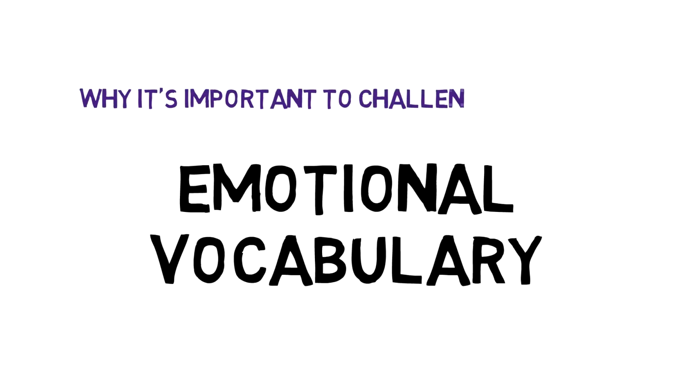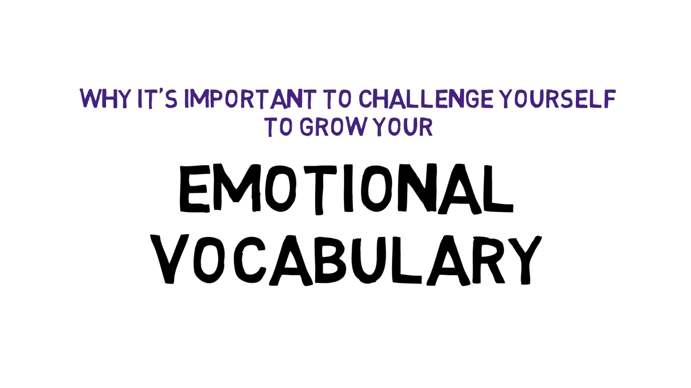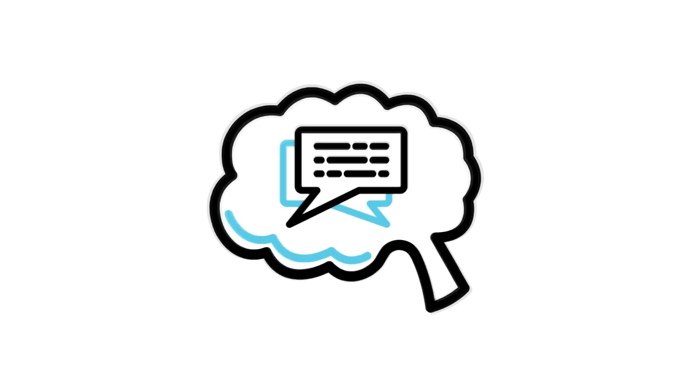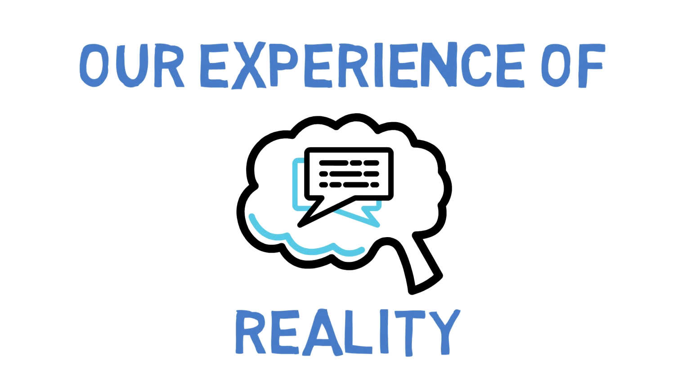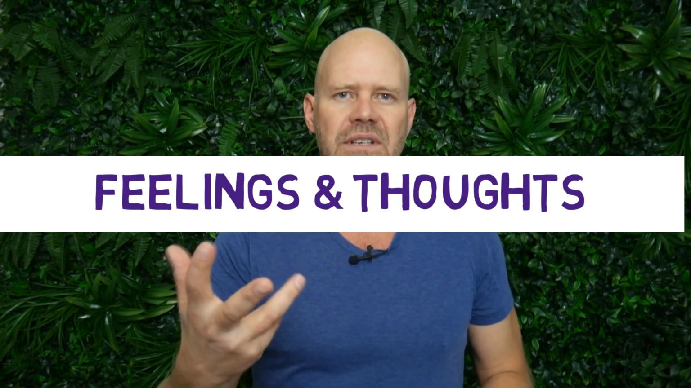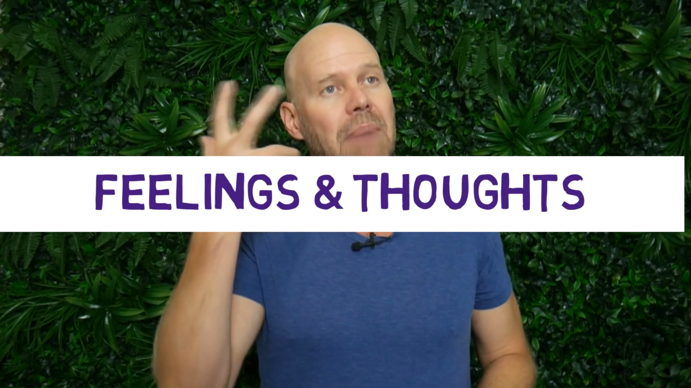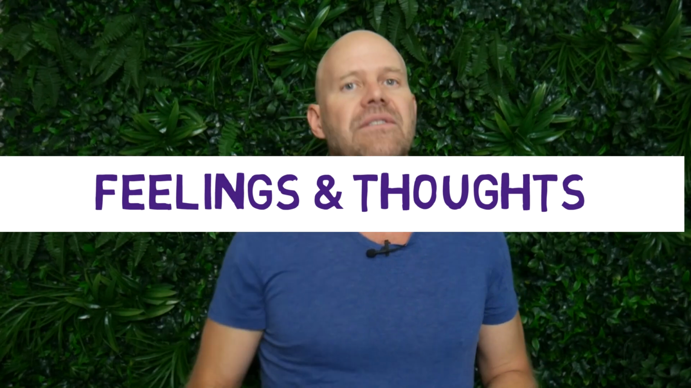Why it's important to challenge yourself to grow your emotional vocabulary is because our reality is shaped by the words that we have at our disposal to describe what it is that we're experiencing. Our consciousness, or our experience of reality, is the manifestation of the symbiotic relationship, the feedback loop between our feelings and our thoughts. We have a feeling, we have a thought about that feeling. That thought then generates the next feeling, which then promotes the next thought. And here's the feedback loop. It's a bit like the chicken or the egg as far as which comes first.